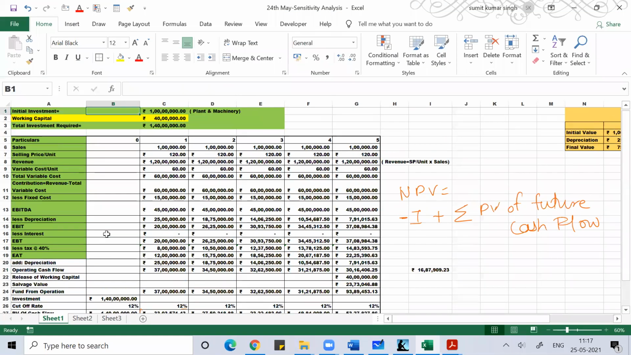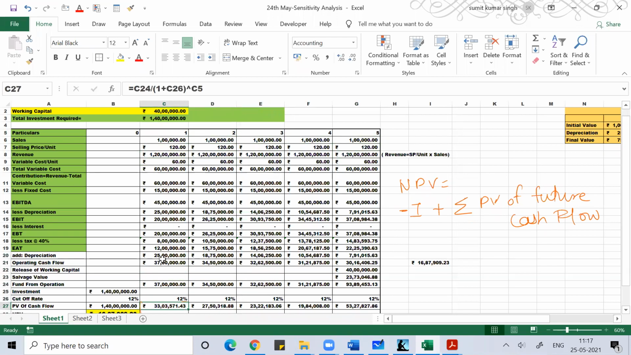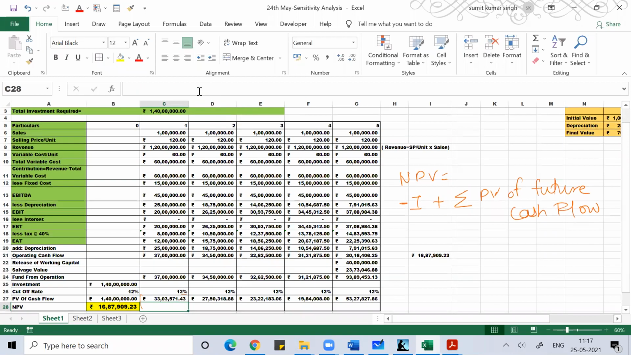So what they want you to do is calculate the NPV again by decreasing the selling price. By decreasing the selling price, it is required for me to find the NPV again. I have to decrease my selling price and I have to find my NPV again.